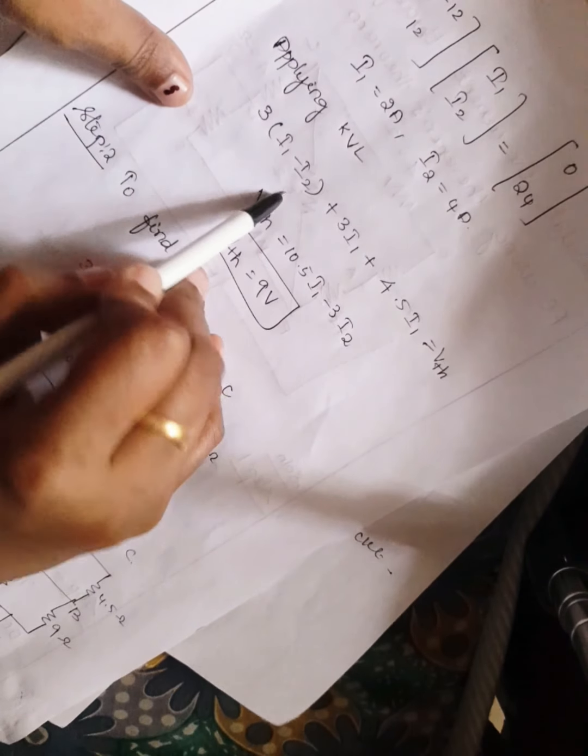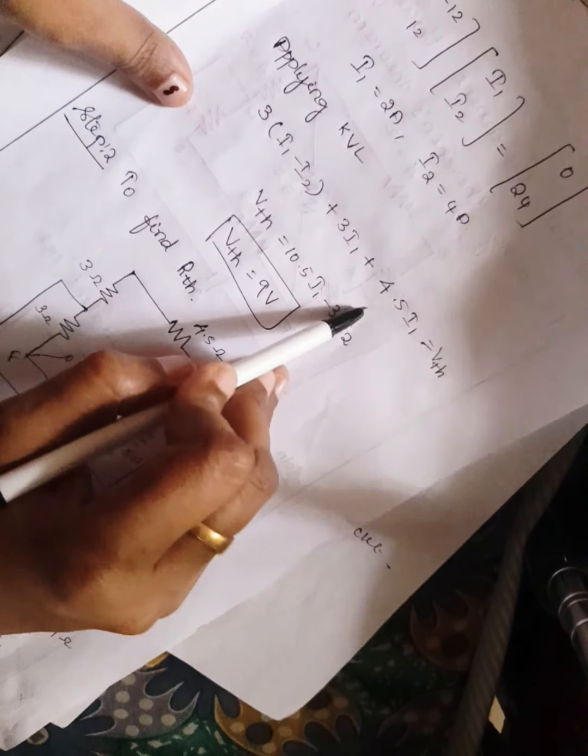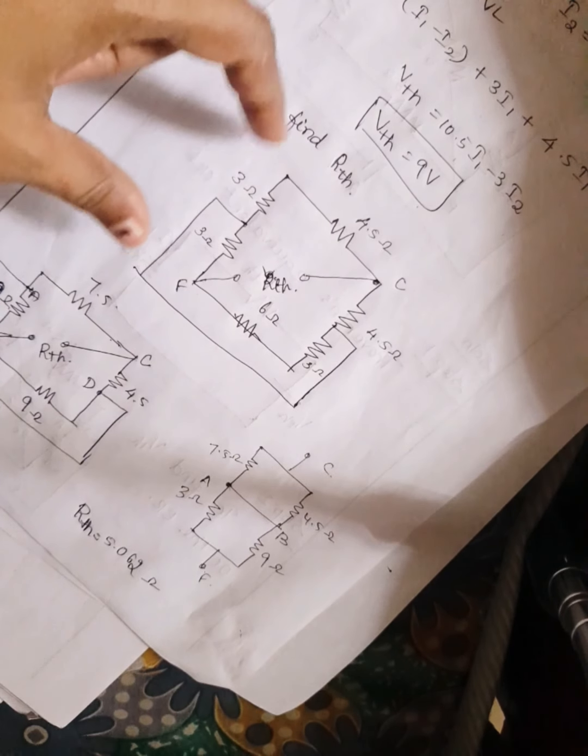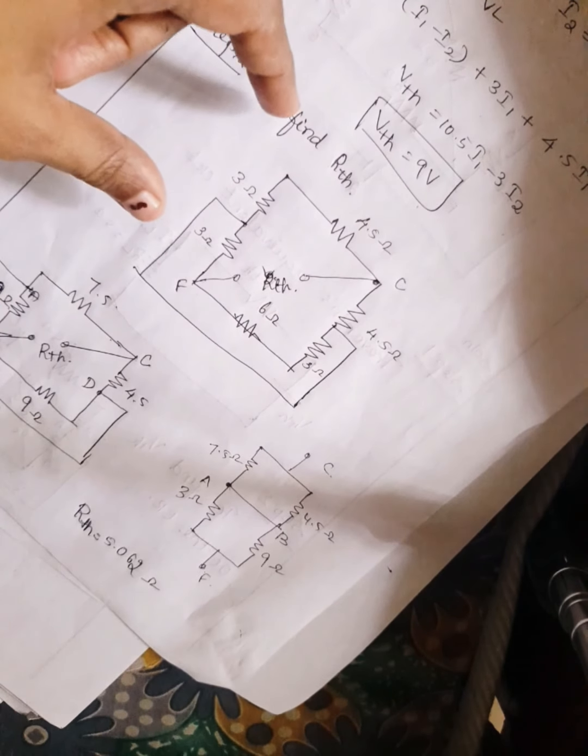Okay, VThevenin equal to, what is the value? 3 into I1 minus I2, 3 I1, 4.5 I1. So by substituting the I1, I2 values, we got VThevenin equal to 9 volt. Understood? Next you want to find RThevenin. So there we apply KVL. Okay, you are applying KVL there.